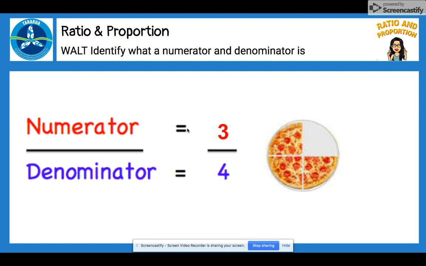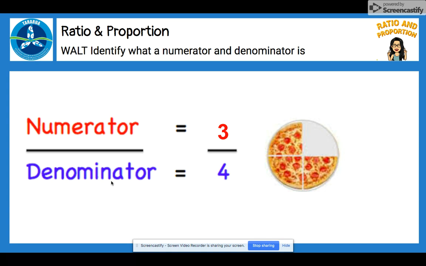A numerator is the number 3. So the word is highlighted red and the number 3 is red. But numerator doesn't mean every time you see a number 3 that is what the numerator is. If we have a look over at the image here, we can see that we have got 1, 2, 3 slices of pizza. So the numerator in this image is 3.